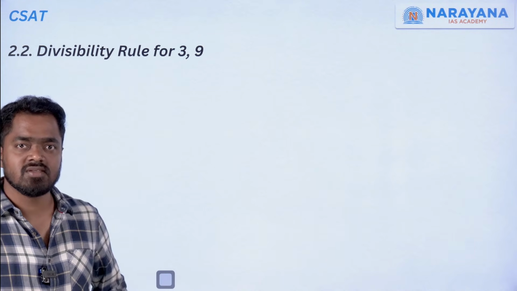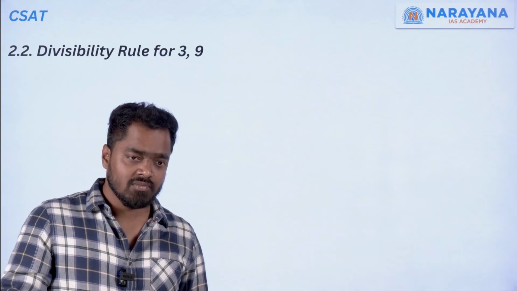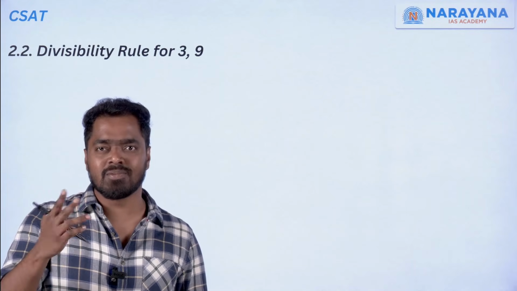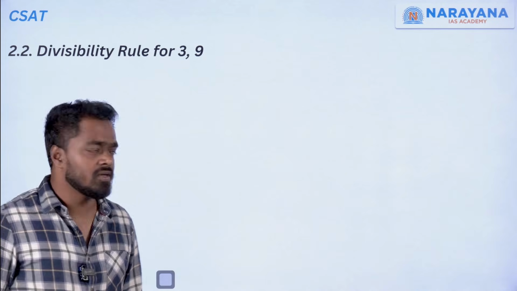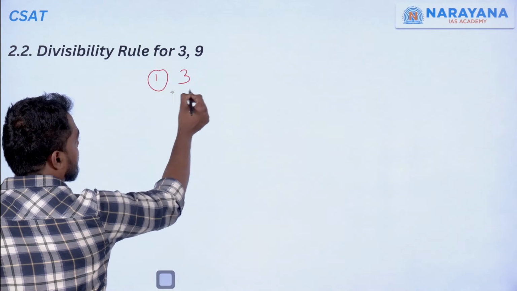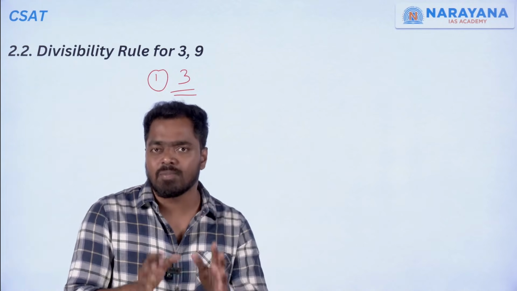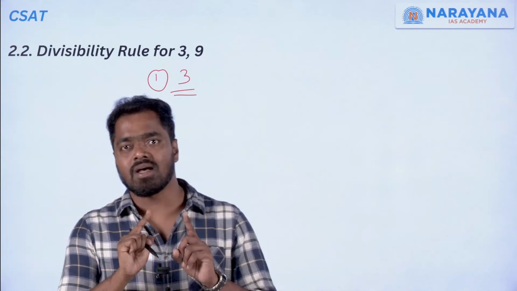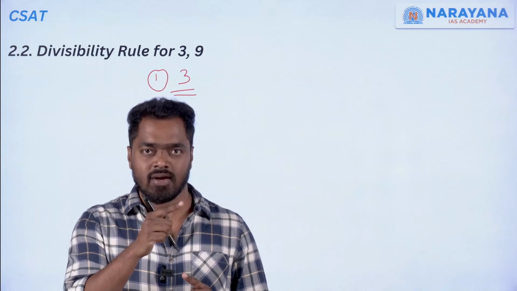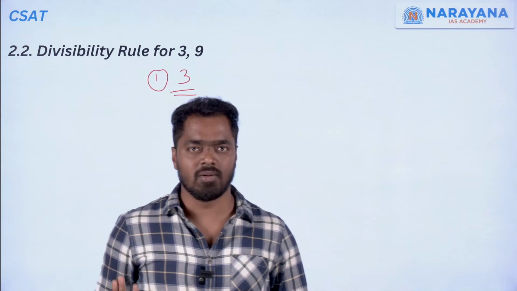Next we will discuss the divisibility rule for 3 and 9. Again, these two numbers have similar kinds of divisibility rules. The first one is the divisibility rule for 3. What is the divisibility rule for 3? If you take any particular number, take the sum of all the digits in that number. If that sum is divisible by 3, the whole number is divisible by 3.